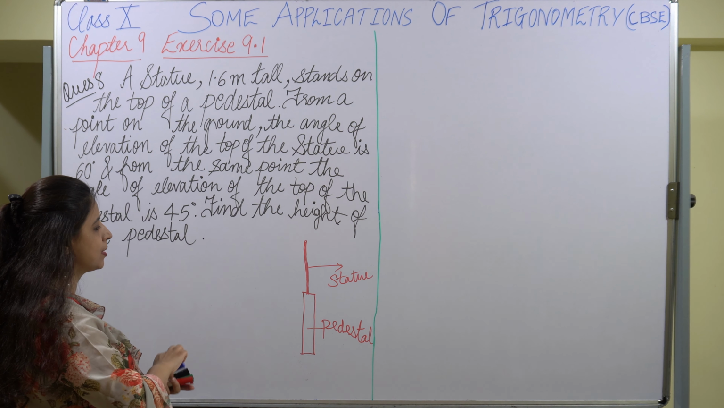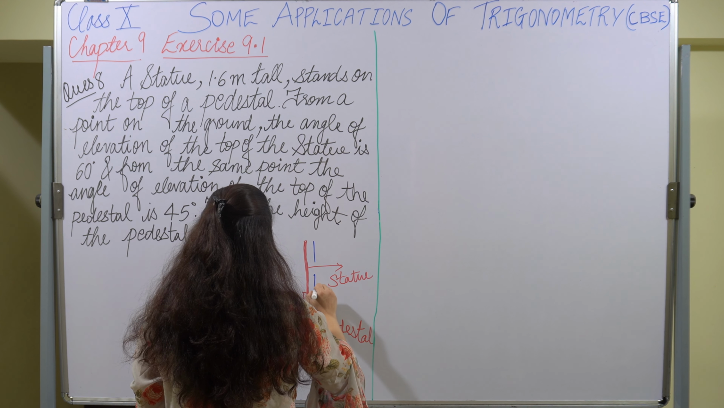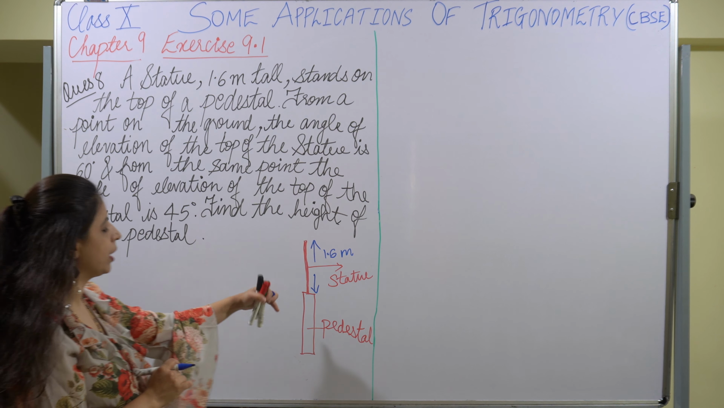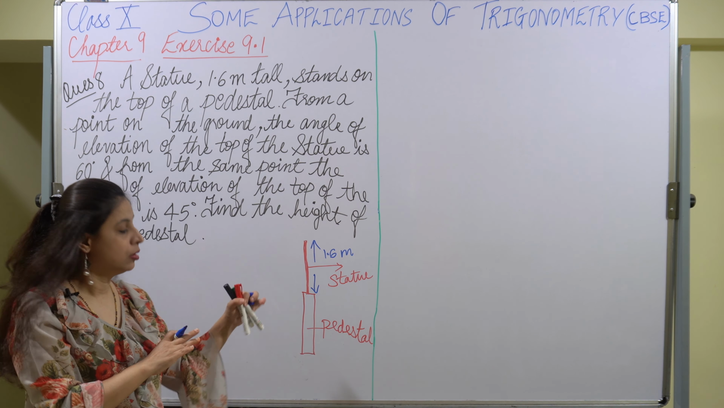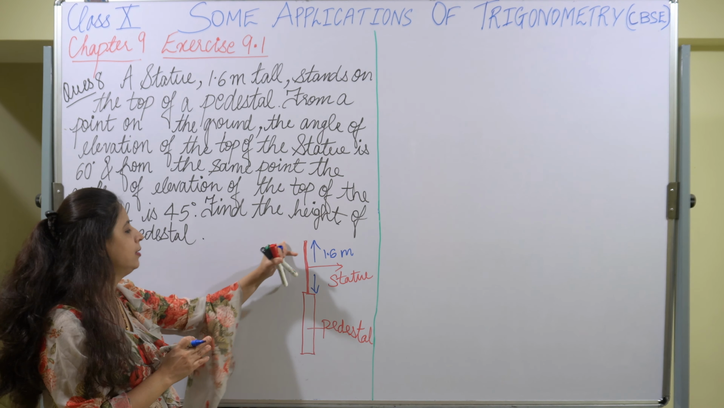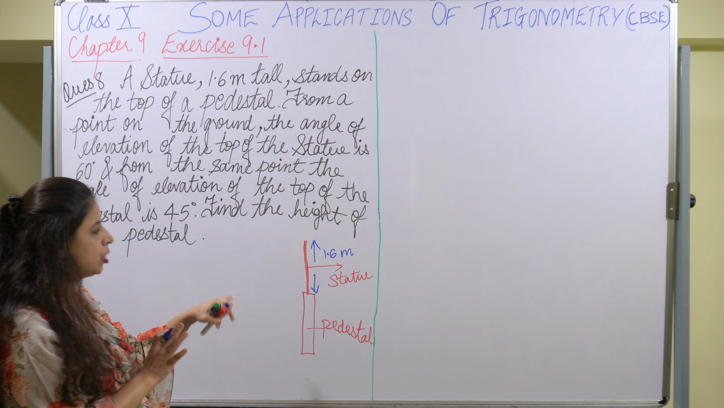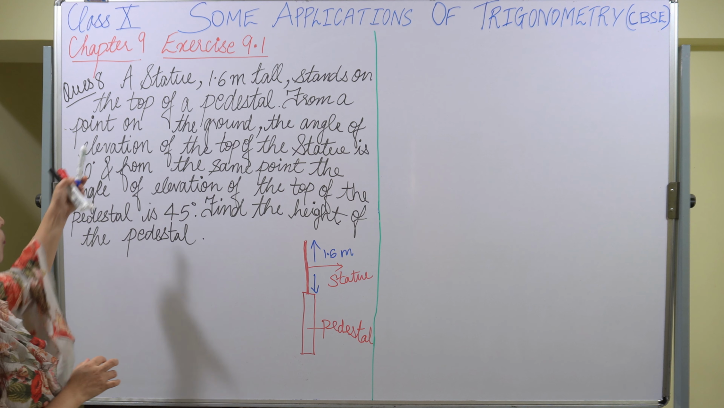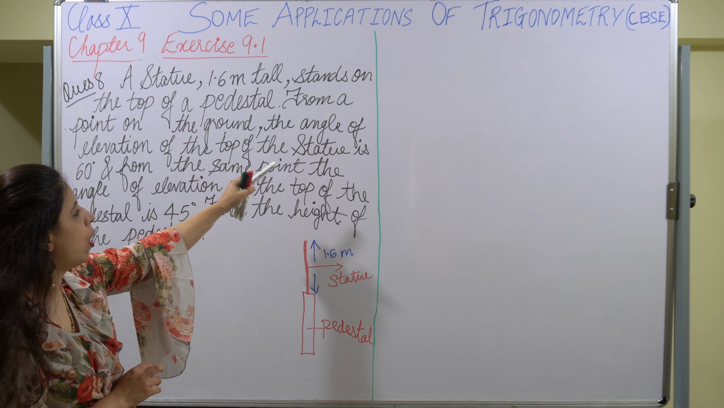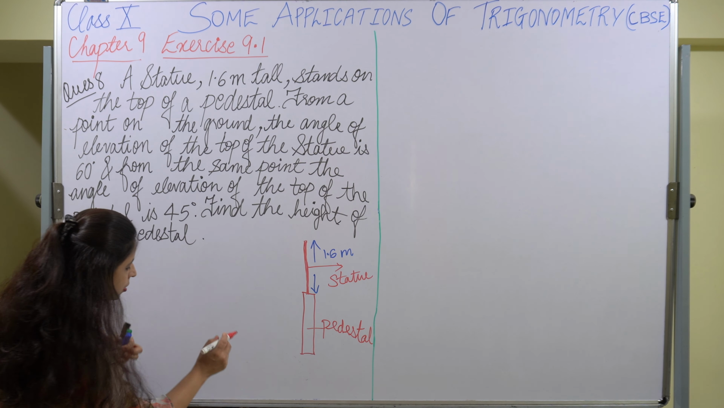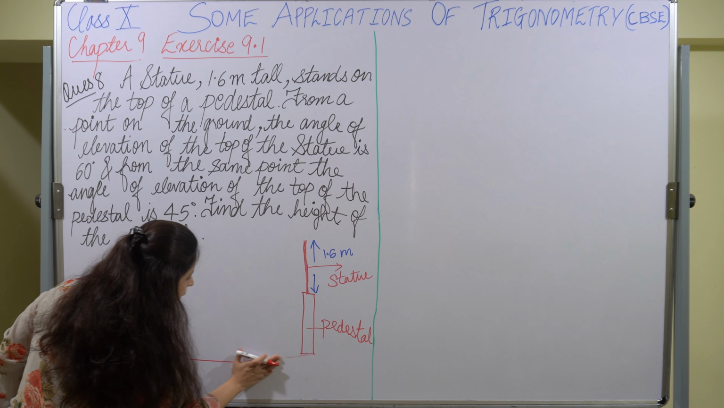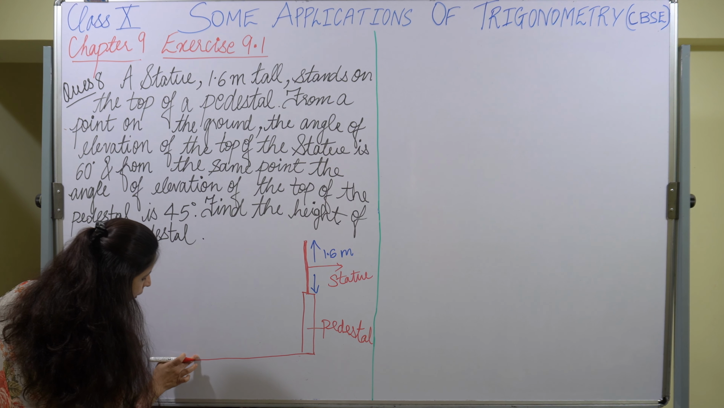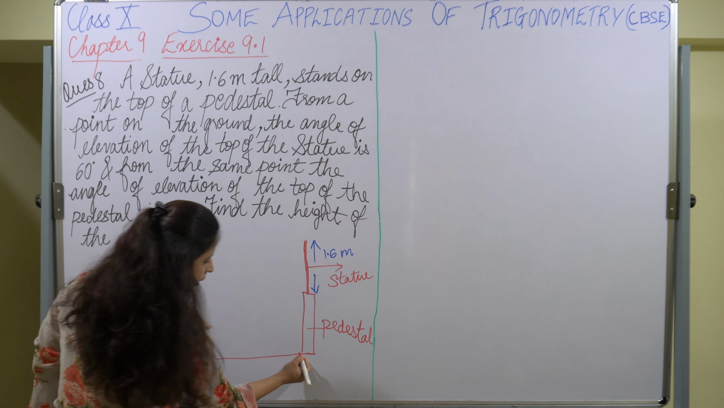The height of the statue is given to us, that is 1.6 meters. Okay, and we do not know the height of the pedestal. In the 7th question, the bottom part height was known and this height we needed to find out. But in this question, the difference is that the statue height is given to us. Now they are saying from a point on the ground, the angle of elevation of the top of the statue. So let us take a point. This is the ground level. Let us take this point on the ground.